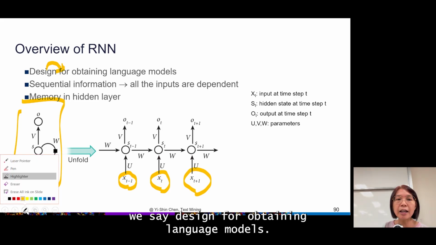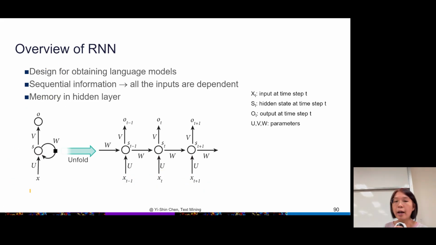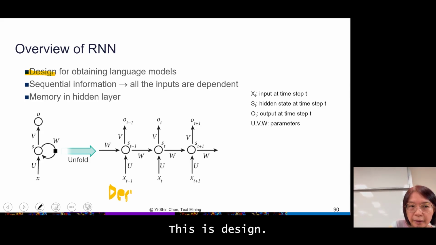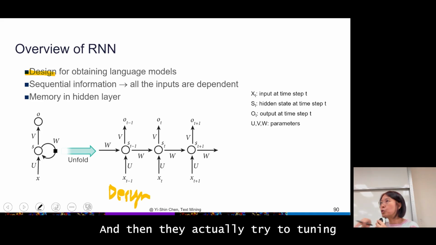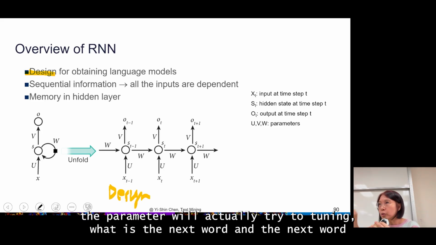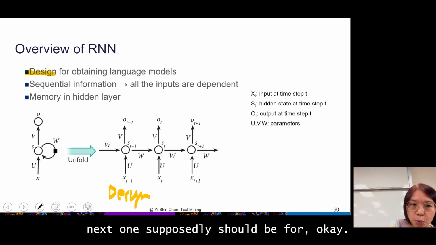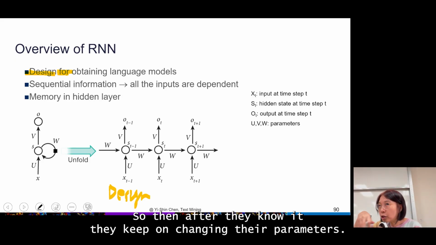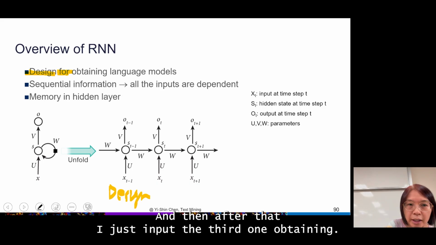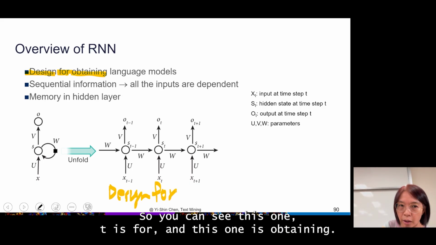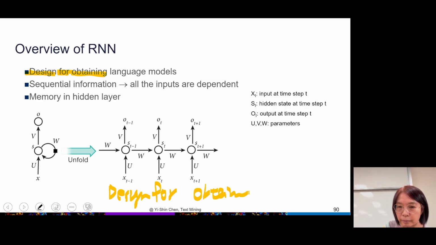For example, if you have a statement like right here, "design for obtaining language model," at the very beginning I input "design." Then the parameters will tune and ask, what is the next word? When we have "design," the next one should be "for." After they know it, they keep changing the parameters. Then I input the third one, "obtaining." So you can see this one at t is "for," and this one is "obtaining."